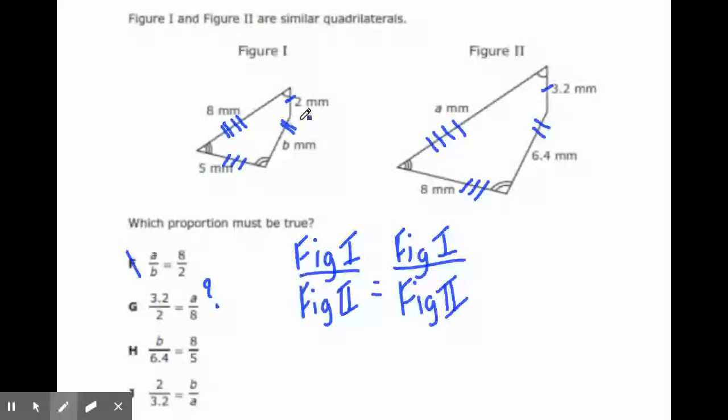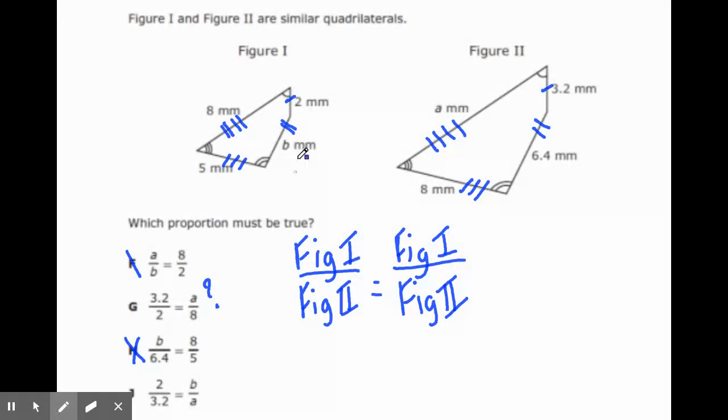H says that side B is corresponding to 6.4, which we can establish is true. They both have 2 congruency marks. And that's over 8 and 5, or that equals 8 over 5. Unfortunately, they had figure 1 on top on the left and figure 2 on top on the right. So because of that, we can eliminate H.